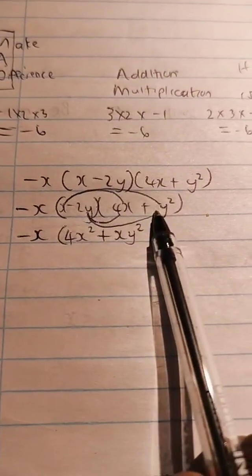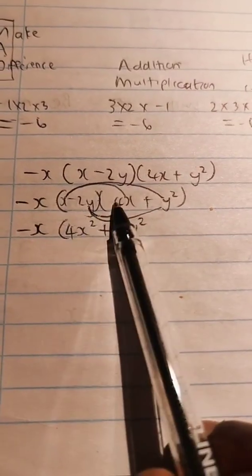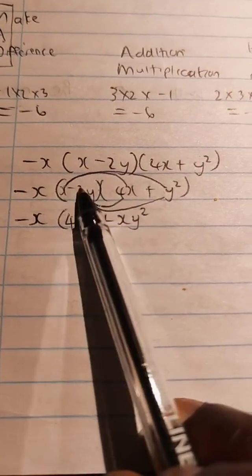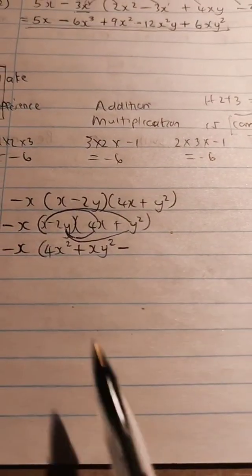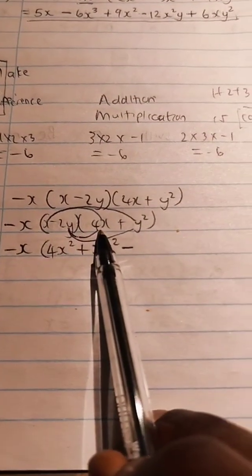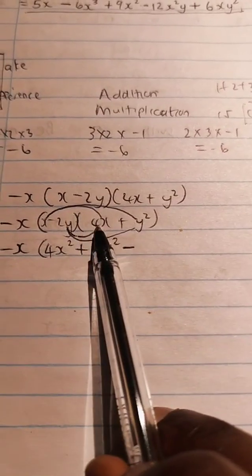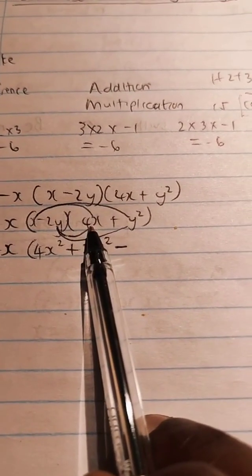So what's a negative times a positive? Sorry, what's a negative times a positive? Yes, multiplying this first. Negative times a positive is a negative. Then we say 2 times 4. What is 2 times 4?